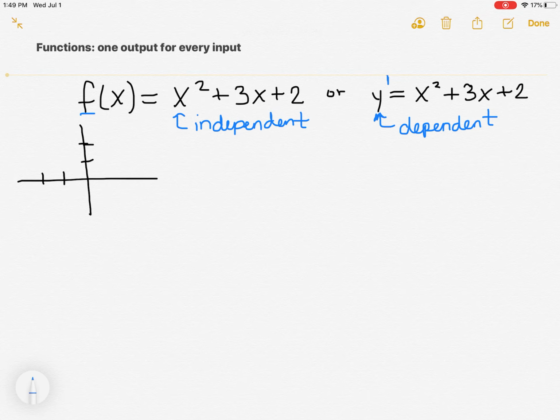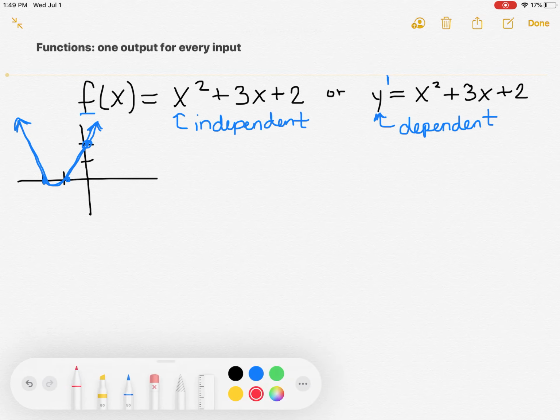A graph, remember, is the set of all the points that solve an equation. So if I actually graph this parabola, this is the set of all points, and I know that that's drawn by hand. You can graph that on a calculator, but this is the set of all points that solve those equations. You'll notice when I graph that, the graph is a function.